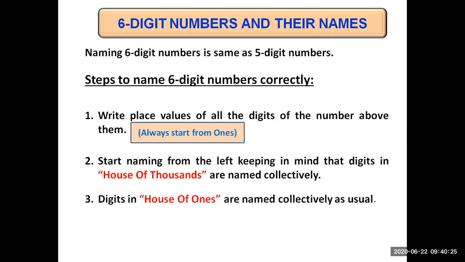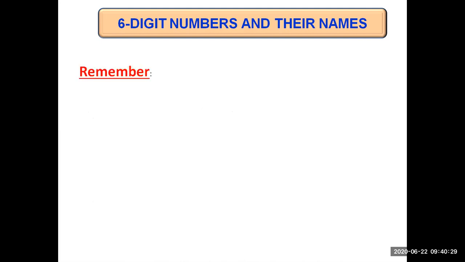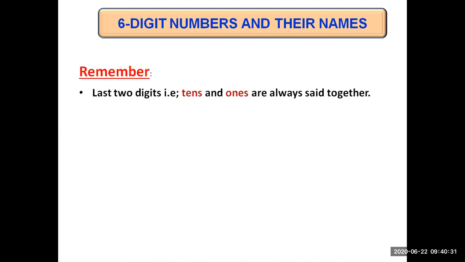And then in the house of ones, they are named collectively as usual. But remember, the last two digits, that are tens and ones, are always said together. If we have 1 at tens place and 0 at ones place, we say it's 10. If we have 3 at tens place and 2 at ones place, we say it's 32. We don't say 3 tens, 2 ones, right? We are talking about number names here. They are always said together.